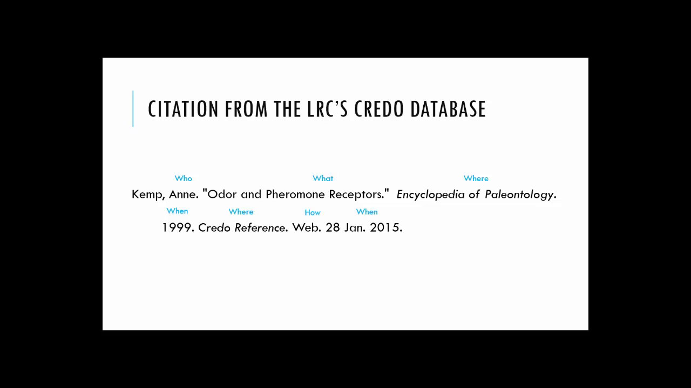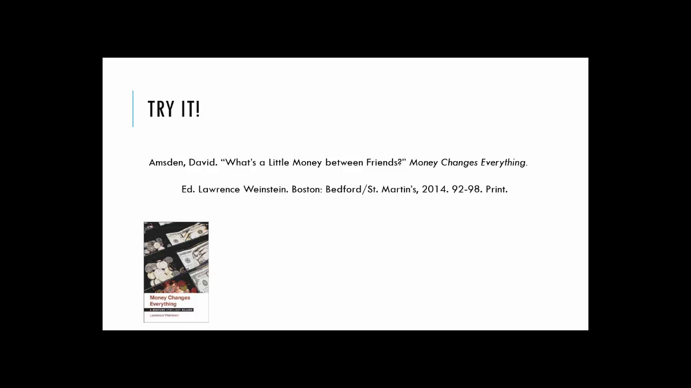And then our last one is how. How did we access this information? We got it on the web. The other alternative to that is usually print. How did we get this? It was in print form. It was a print book. So that is a citation from Credo.